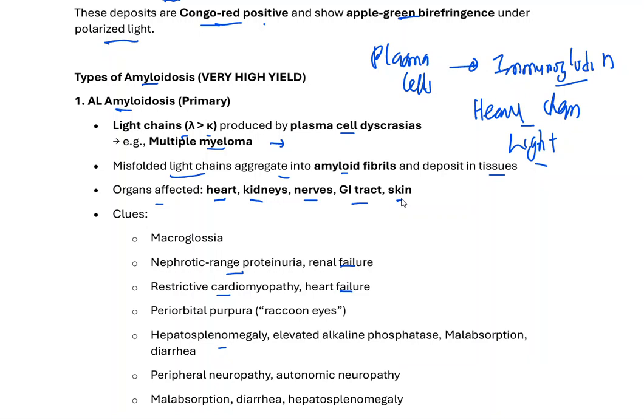If it deposits in the skin, those patients could have what? They could have periorbital purpura. It could also deposit in the tongue, and those patients could have macroglossia. So classically for light chain amyloidosis, you're looking for somebody who has a history of plasma cell dyscrasia like multiple myeloma and now has multisystemic manifestations. On biopsy, the Congo red stain is positive and shows apple green birefringence. That means this patient has what? Light chain amyloidosis. Very good.